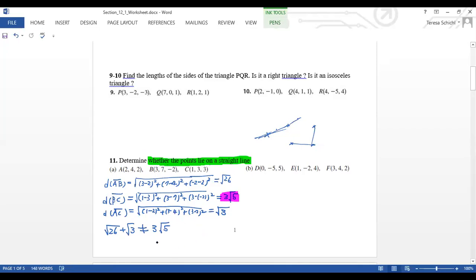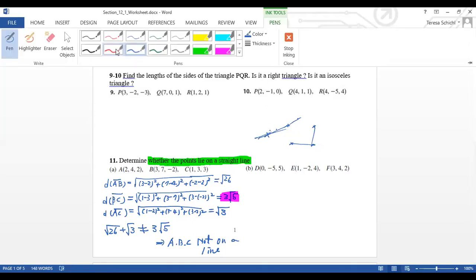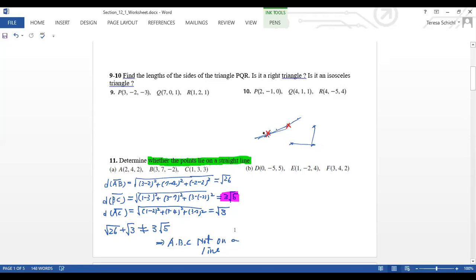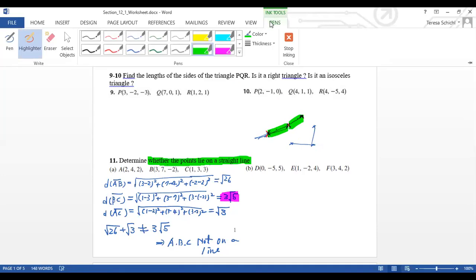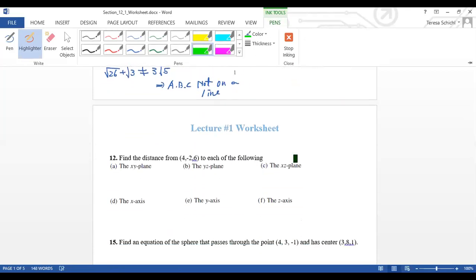So that's why we say A, B, C are not on the line. Because if they are on a line, when you add the distances, the two short sides have to be equal to the large side. Okay, so that's it. Now you can finish part B by following the same ideas.